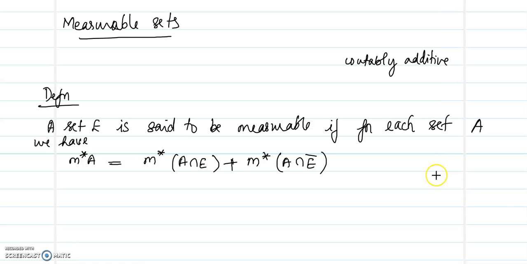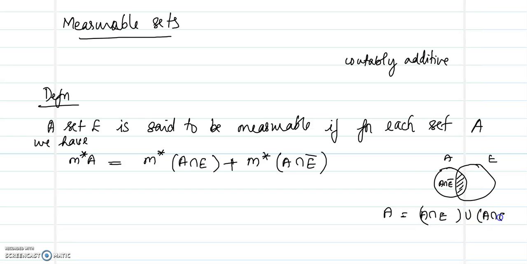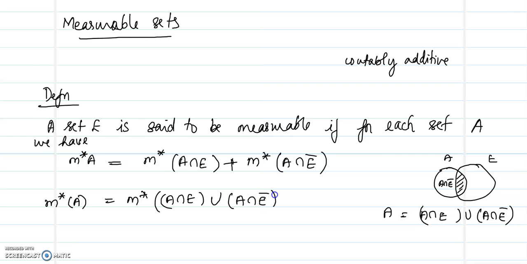Now we take two sets A and E. So A can be expressed as: this portion will be A intersection E, and this will be A intersection E complement. So this is A intersection E, and A intersection E complement. So A can be written as a union of these two sets: A intersection E union A intersection E complement. Now by the property of outer measure, m star of A is equal to m star of A intersection E union A intersection E complement.